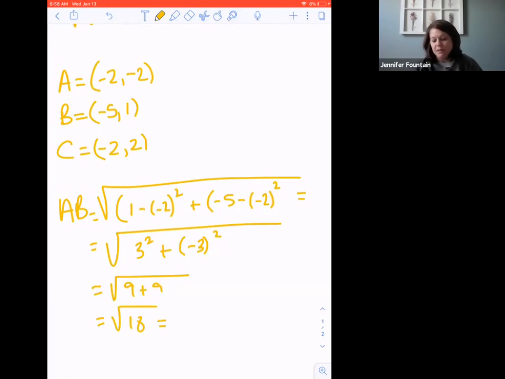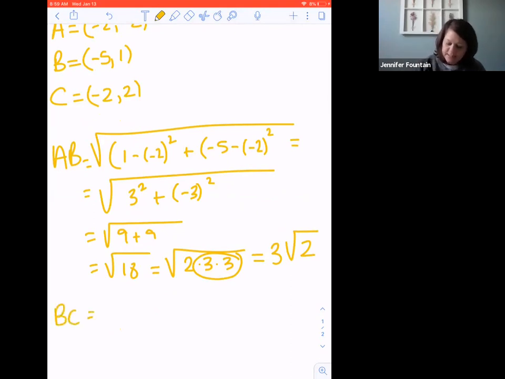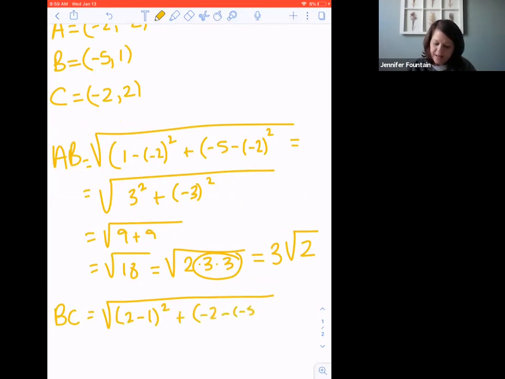Now remember, I want to simplify as much as possible. So the square root of 18 is the same as 2 times 3 times 3. So I've got two 3s under here that can come out as a whole number, and then I have the square root of 2 left under my radical. So the length of AB is 3 times the square root of 2. Now I'm going to have to do the length of BC.